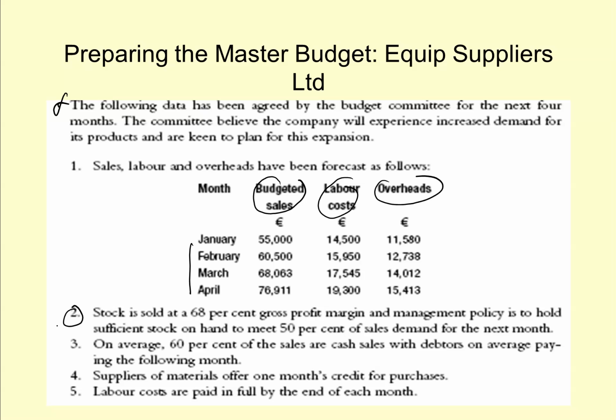The stock is sold at a 68% gross profit margin, and management policy is to hold sufficient stock on hand to meet 50% of the sales demand for the next month. Now, we're given additional information there. Some of this we don't actually need for the income statement, but we will need it for later on.